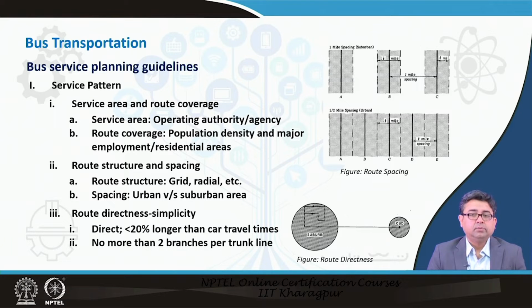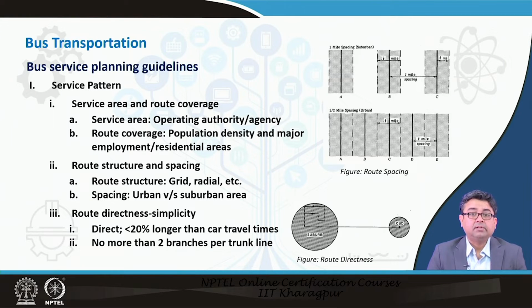Successful meaning the benefit to cost ratio may not be that high, and you have to understand where your major employment centers are and major residential areas are, so that you can connect them efficiently. So, that is the first item under service pattern, which is service area and route coverage.